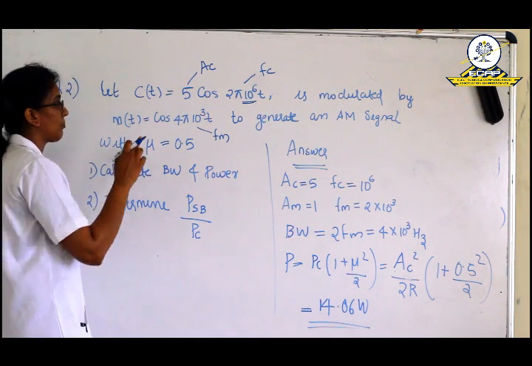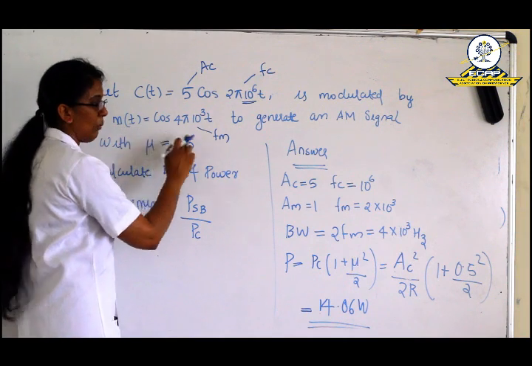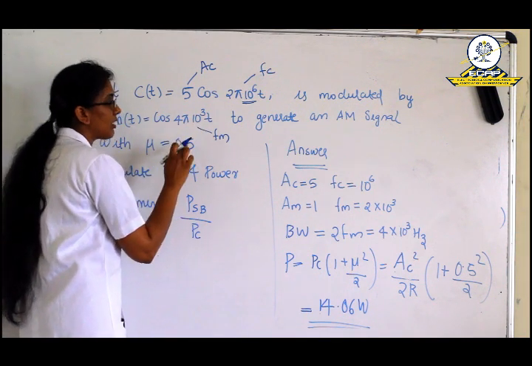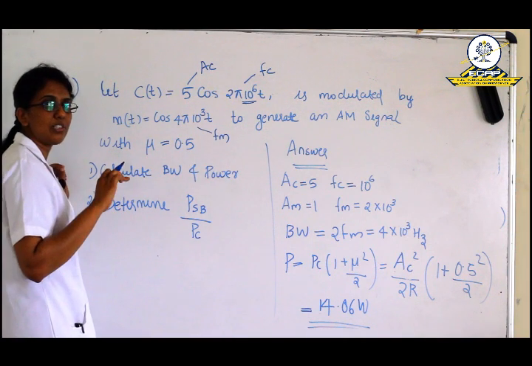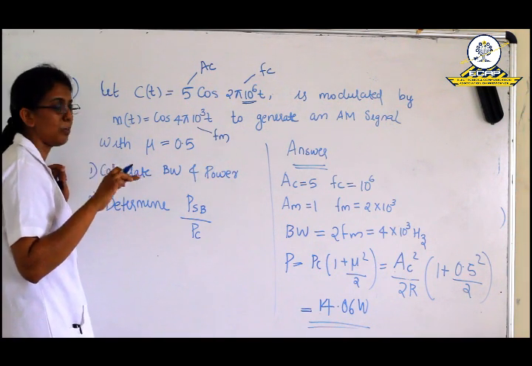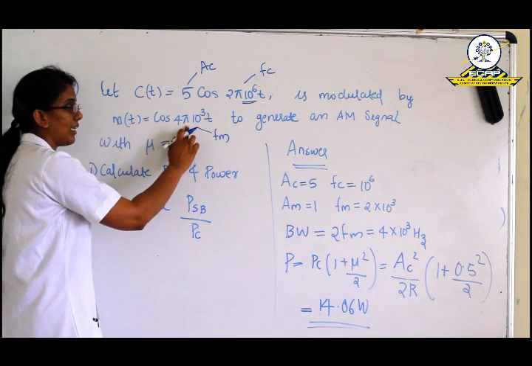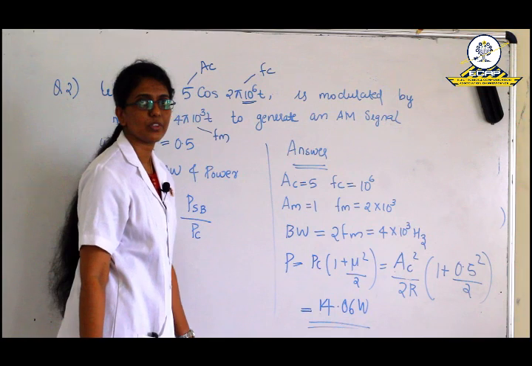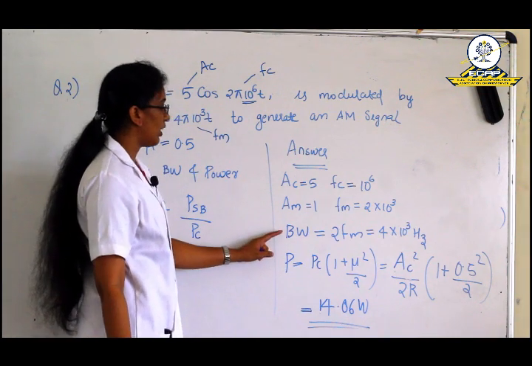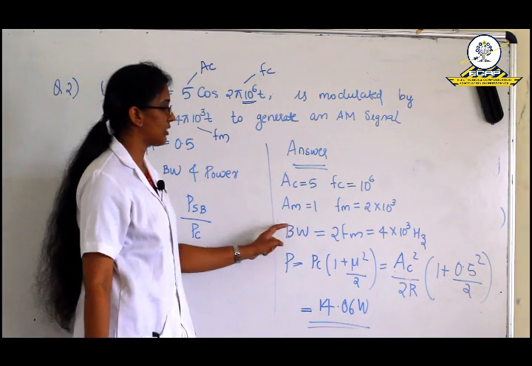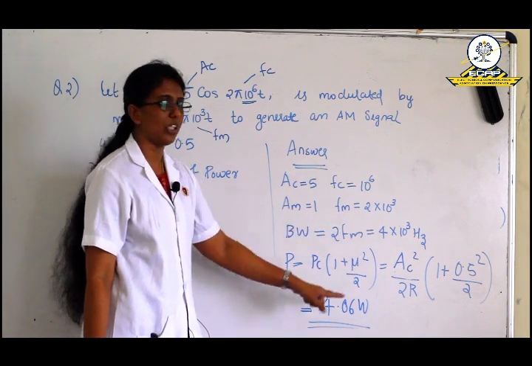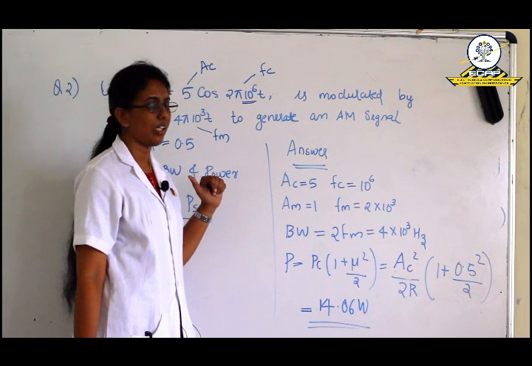Now coming to m of t, by comparing with the standard equation, that is Am cos 2 pi fm t. Here Am is equal to 1, amplitude is equal to 1, and this is 4 pi into 10 to the power 3. By rearranging it with the 2 pi, the standard equation is 2 pi into fm into t. So here it is 4 pi into 10 cubed, so fm is 2 into 10 cubed. Now the bandwidth equation is 2fm. Substituting the value of fm, we get 4 kHz as the bandwidth of this AM signal.